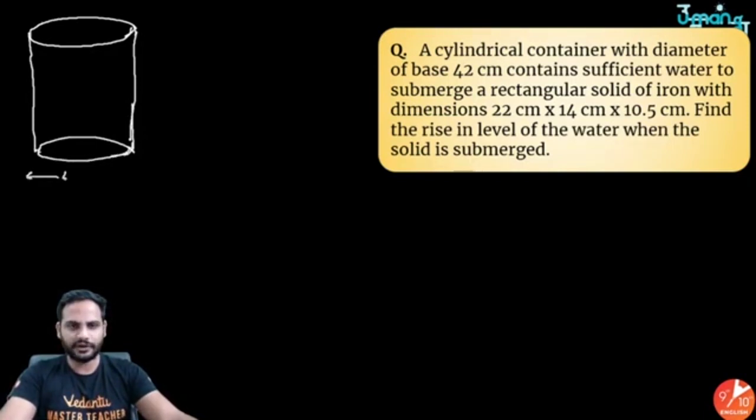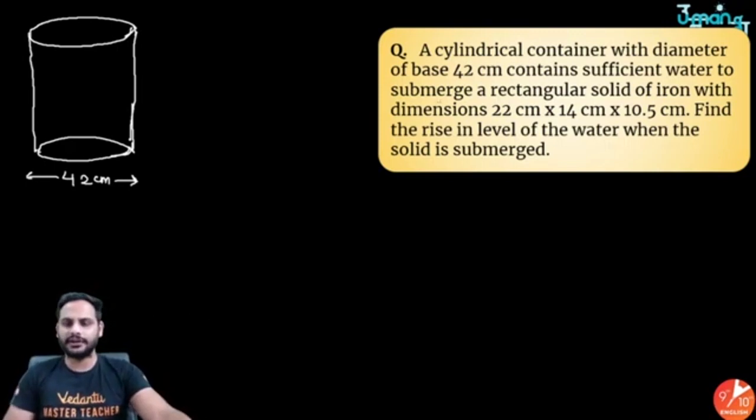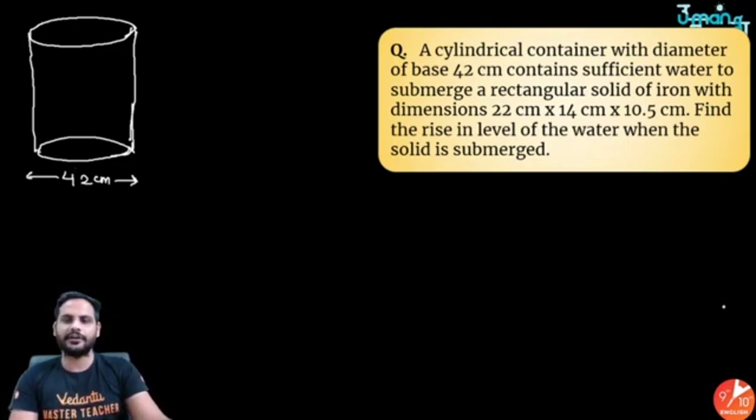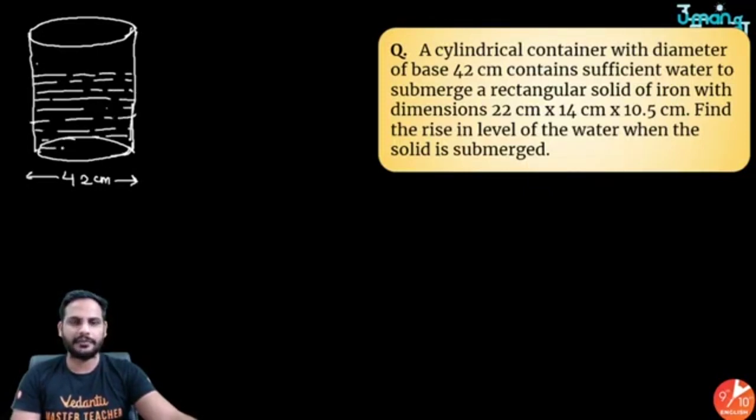Its base diameter is 42 centimeter. Height, it has enough height. What they are saying, it has sufficient water to submerge a rectangular solid of iron with dimension length 22 centimeter, breadth 14 centimeter, height 10.5 centimeter. You can clearly see diameter is 42, so this solid can easily be dropped into the cylinder. So what they have told at the starting, that this cylinder contains some amount of water. Some water was already present in the cylinder.